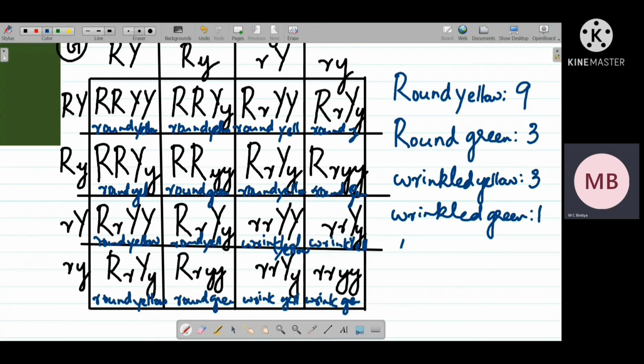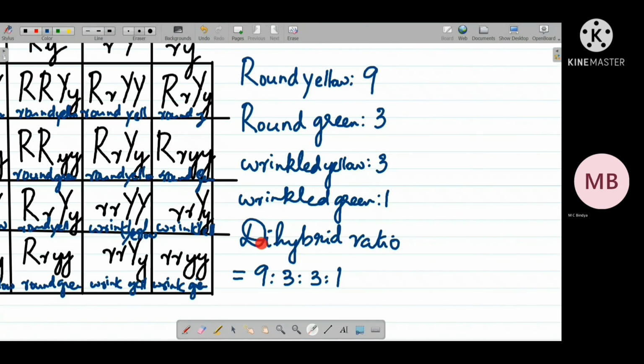So we get a dihybrid ratio. We call it dihybrid because it's a cross formed by crossing the plants that differ in 2 characters. That's why it's called a dihybrid cross. And the ratio obtained will then be called as dihybrid ratio. So we get here the dihybrid ratio 9:3:3:1.